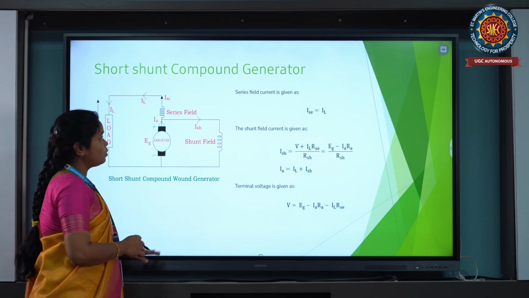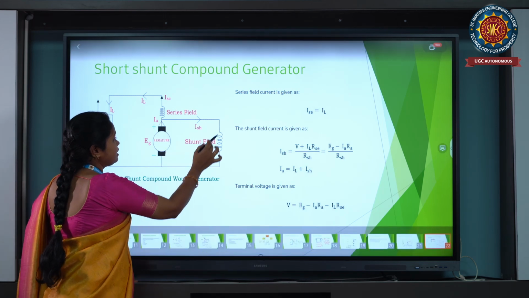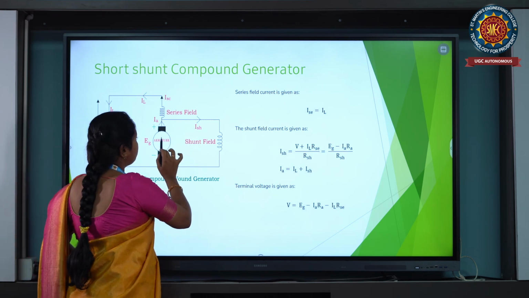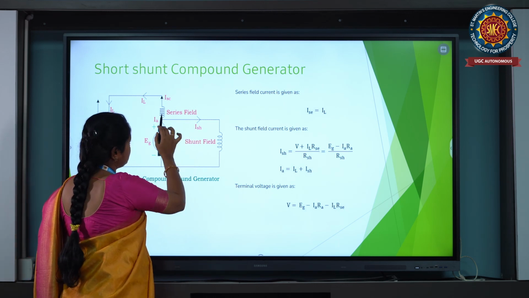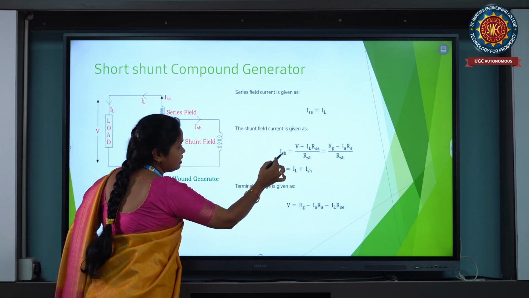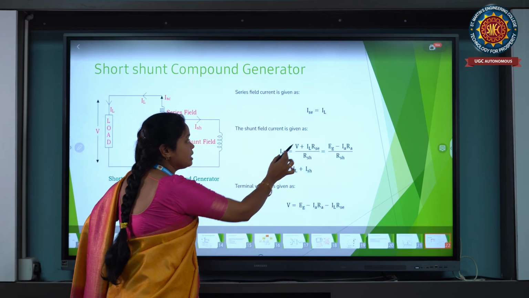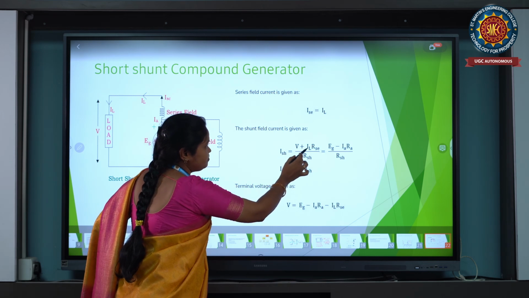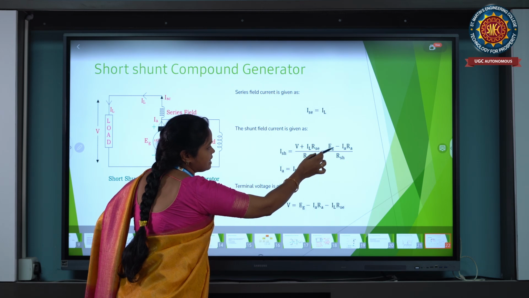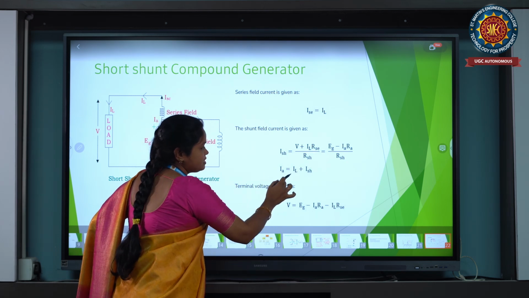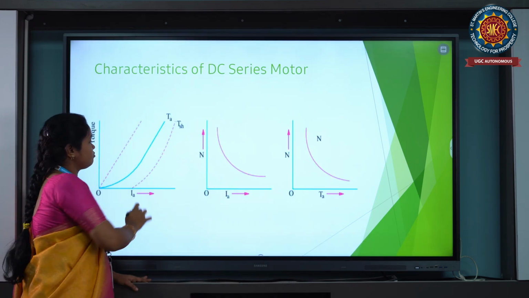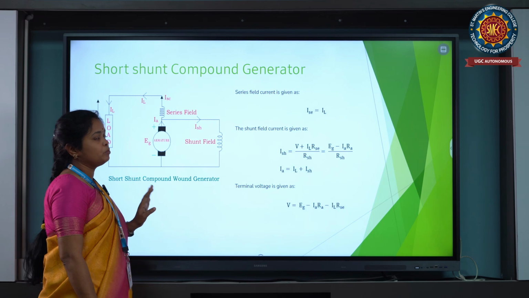And next one is short shunt compound motor. In the short shunt compound motor, the winding is connected directly here, then the current flowing, this Isc current is equal to IL current, the line current. Then Ish is equal to V by Rsh, V plus IL Rsc. V is nothing but Eg minus Ia Rsc. Then Ia is equal to IL plus Ish.